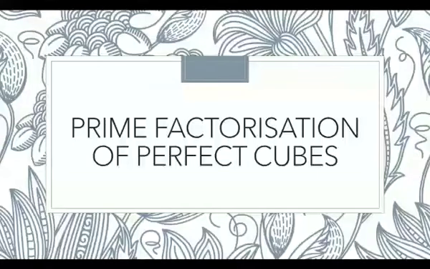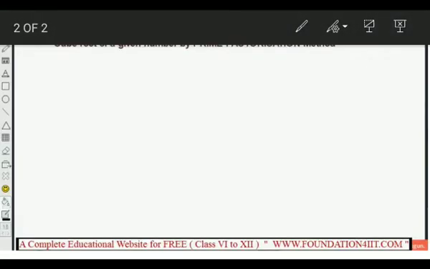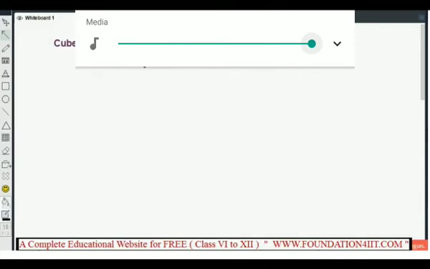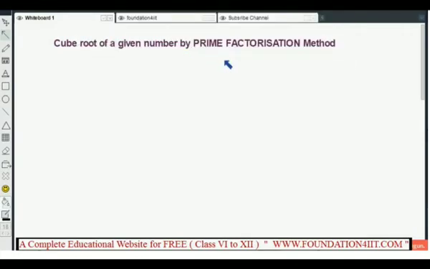Dear students, in the last class, we have learned about how to find the value of perfect cubes and properties of cubes. So today, we are going to study about prime factorization of perfect cubes. So we need to find out the cube root of a given number by using the prime factorization method.